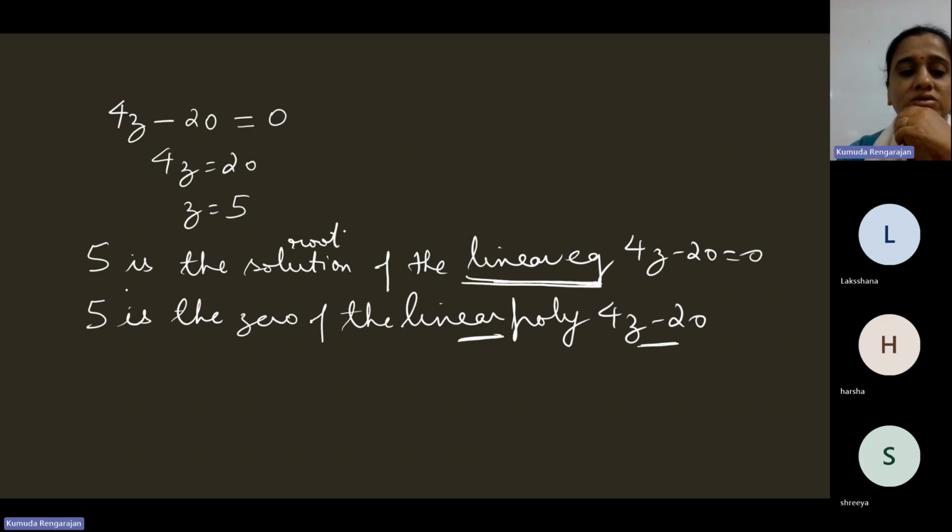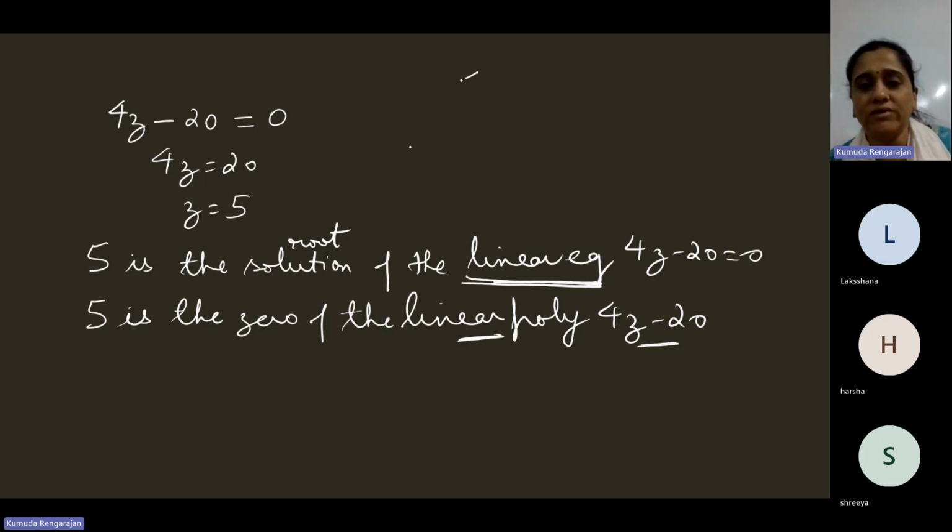One more term is there. It's also called the root. Root and solution, these two terms are used for equation. 0 is used for polynomial. That's all. And how do you find the 0 or the root? By solving the polynomial, by equating the polynomial to 0. If you have to find the 0, you should equate the polynomial to 0.